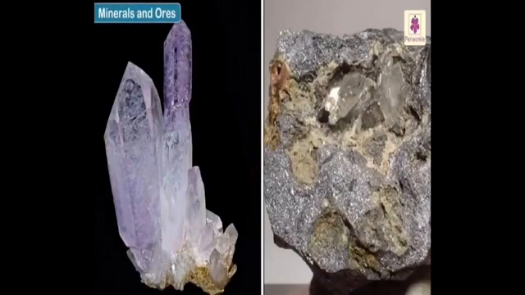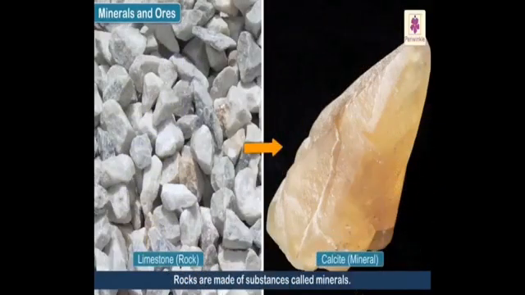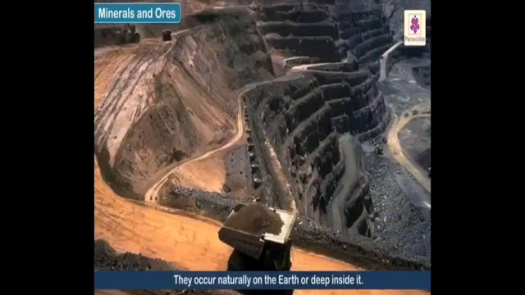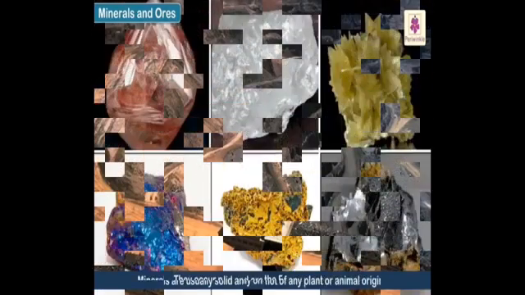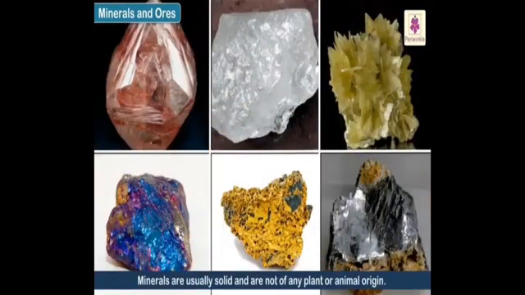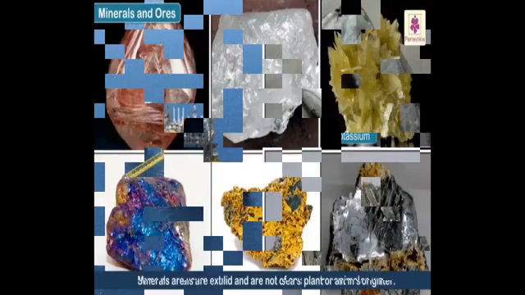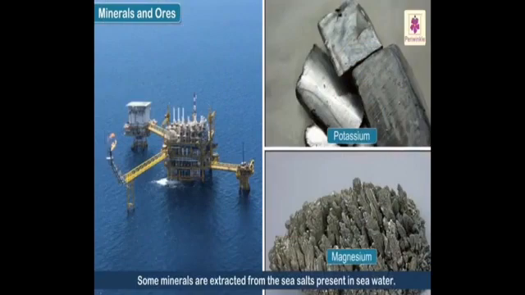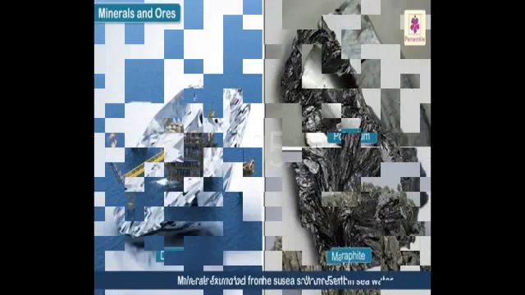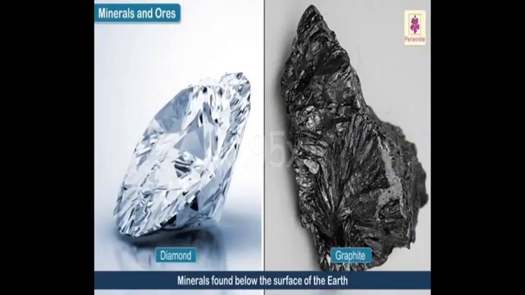Minerals and ores. Rocks are made of substances called minerals. They occur naturally on the earth or deep inside it. Minerals are usually solid and are not of any plant or animal origin. Some minerals are extracted from the sea salts present in seawater. Diamond and graphite are minerals found below the surface of the earth.